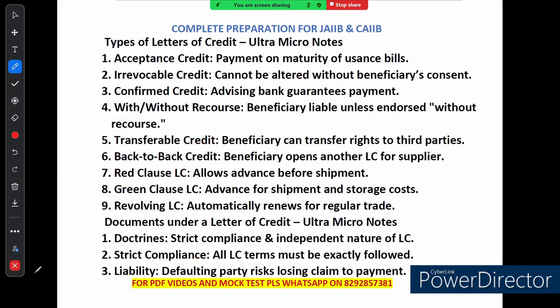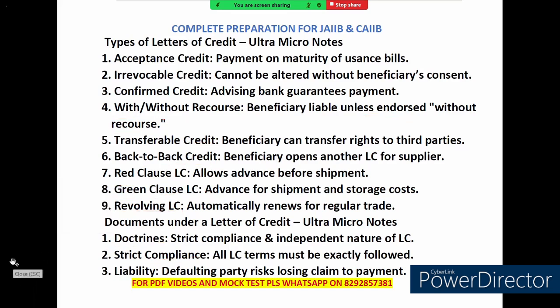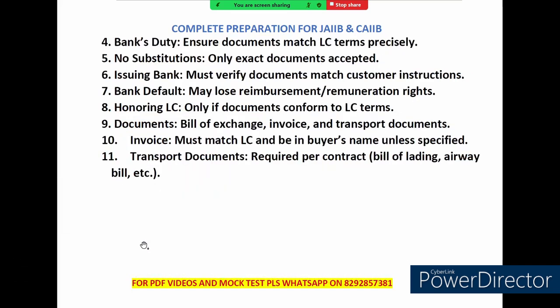Now, the bank's duty is to ensure that the documents match the terms of the LC precisely. No substitutions are allowed. Only exact documents will be accepted. The issuing bank must verify the documents align with the customer's instruction, and if a bank defaults, it may lose its right to reimbursement or remuneration. A letter of credit is honored only if the documents conform to its terms. Required documents typically involve a bill of exchange, invoice, and transport document. The invoice must match the LC and be in the buyer's name unless otherwise specified. Transport documents like bill of lading and airway bill are also required according to the contract of law.